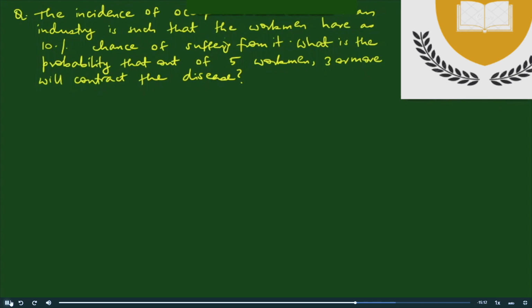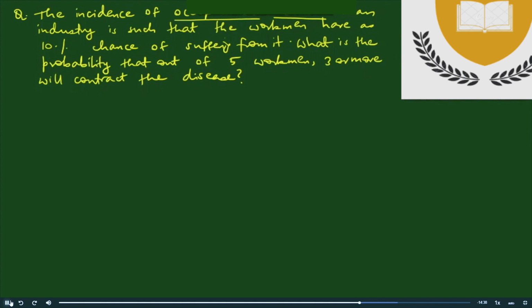Okay, next question. The incidence of occupational disease in an industry is such that the workmen have a 10% chance of suffering from it. What do you mean by occupational disease? Any particular disease or illness that comes from working in a particular industry. Okay, for example, if you are working in a factory where there is a lot of emission of a particular chemical, then there is a lot of exposure which you get when you work in the factory. That is known as occupational disease.